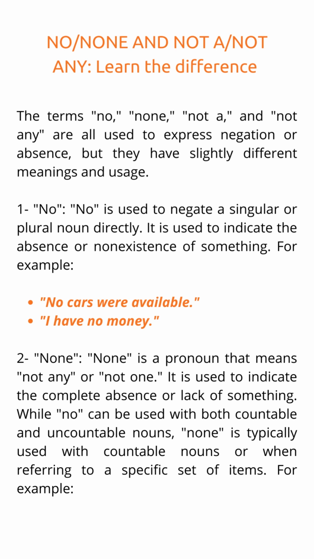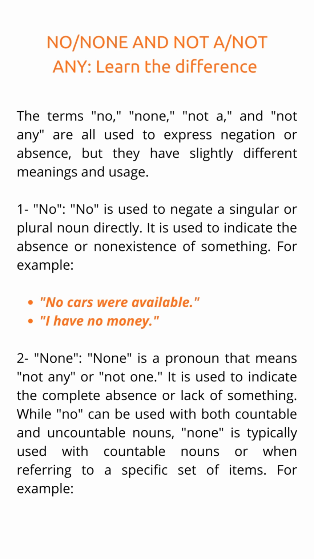1. No. No is used to negate a singular or plural noun directly. It is used to indicate the absence or non-existence of something. For example, no cars were available. I have no money.